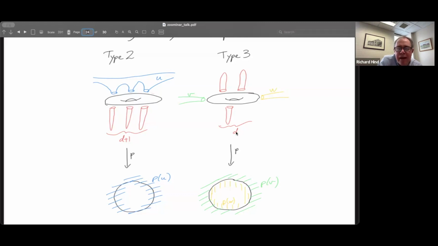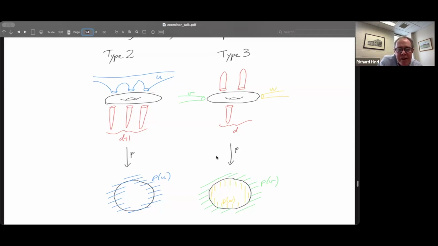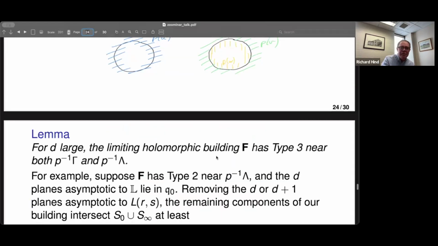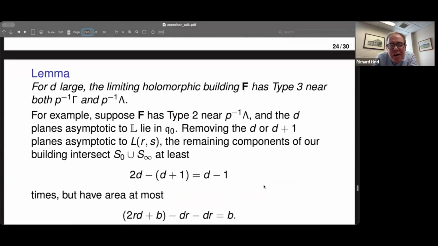Right, and we claim it's always the second one. It's always going to be the second one that happens, both near P inverse of gamma and P inverse of lambda. Right. And again, this is another sort of area calculation. So we just somehow check off the possibilities. So the idea is, okay, I'm ruling out one possibility here.